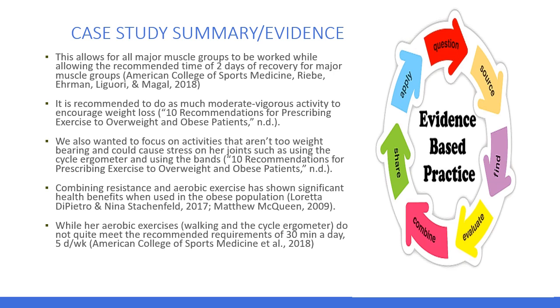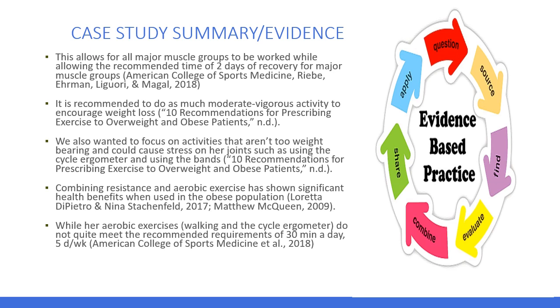In summary, we decided to split the program as upper and lower body at a frequency of 4 days a week. This allows for all major muscle groups to be worked while allowing the recommended time of 2 days recovery. We also wanted to start on the lower end of intensity, even though it is recommended to do as much moderate to vigorous activity to encourage weight loss. This is due to her depression, so we have to change the way we initially start out.